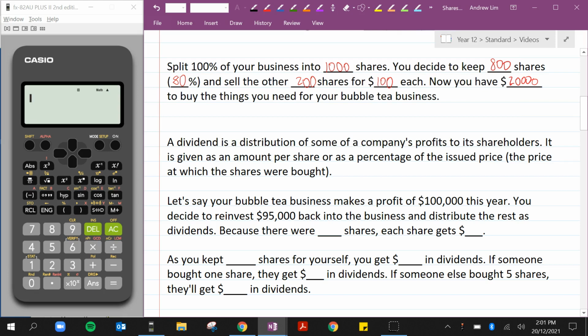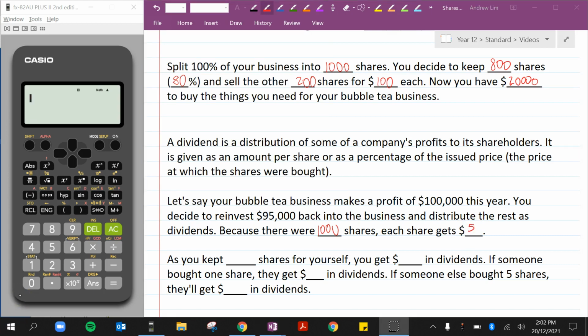Because there were 1,000 shares to begin with, and you're giving $5,000 back as dividends, you're sharing in the business's profits, $5,000 worth of profits. So $5,000 worth of profits, 1,000 shares, each share gets $5.